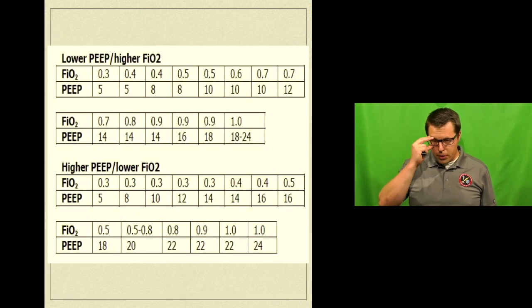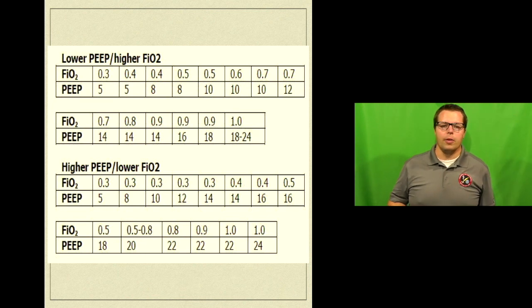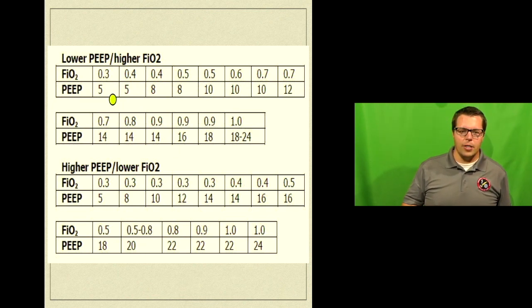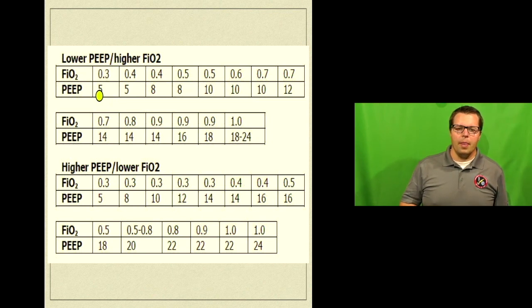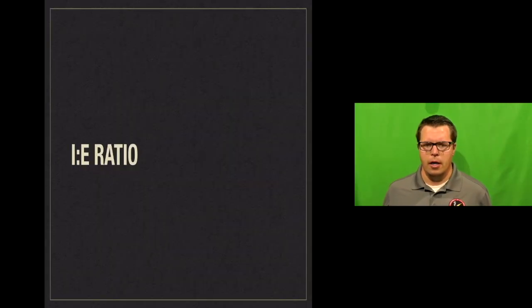How much PEEP should you be using? I'll talk about this a little bit more, but there are tables that will help you figure that out. And this is by the same guys, the ARDSNet folks, the same guys that did the volume amount. This says if your oxygen concentration is 30%, the patient should probably be on a PEEP of 5. If it's 40%, keep them on a PEEP of 5. If they still need more oxygen, don't increase the oxygen here, increase the PEEP.